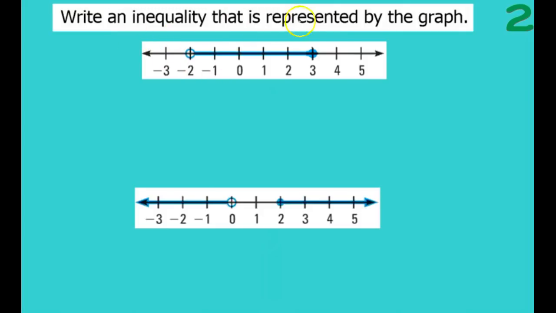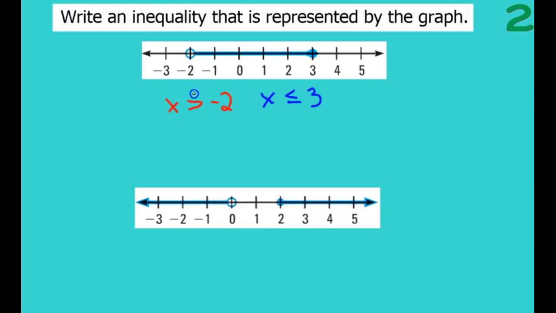Here we have to write an inequality that is represented by the graph. So we have two arrows pointing towards the middle, so we have an AND inequality. So we can start with this first one. Or how about let's start with this one. So we know that we have x is less than or equal to 3, because we have a closed circle. And we know we have x is greater than -2, because we have an open circle here.